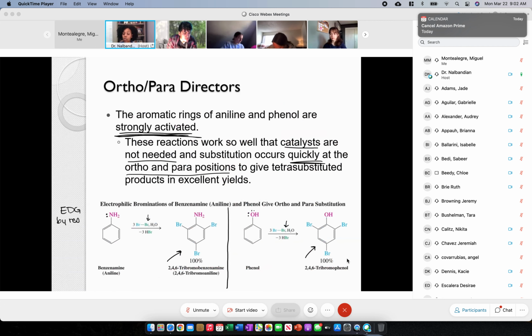If you don't want the tribromo product, then this isn't good. If you want the tribromo product, then this is great because you get excellent yield. You don't need a catalyst. Your reaction works very quickly because these groups are going to activate the benzene ring for the reaction.